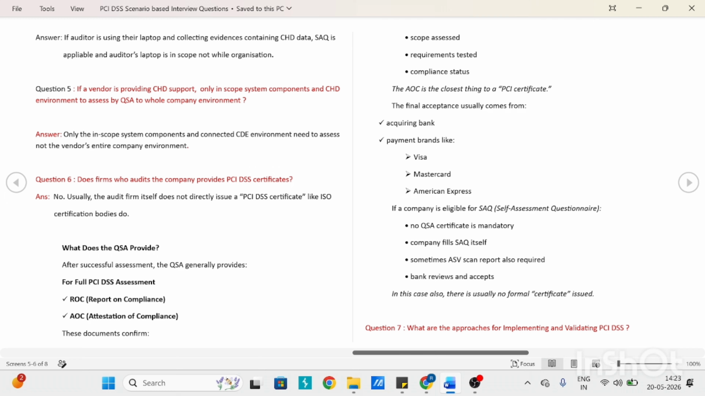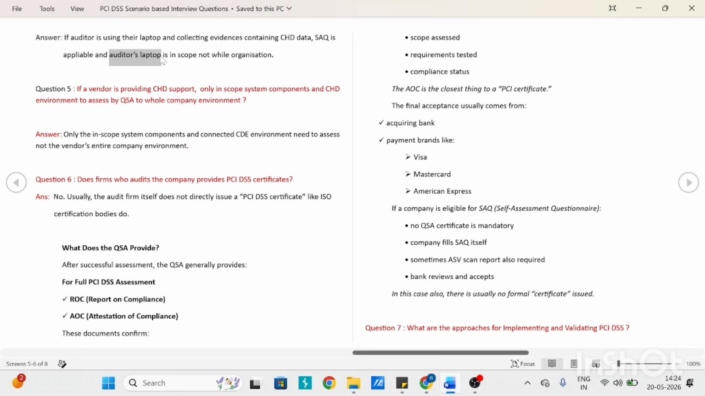Because the auditor's laptop is the end user device which is collecting the CHD data and SAQ data, the organization doesn't require to certify, but the organization has to ensure that the auditor's laptop is in scope and a few controls are required to be deployed over that laptop. What are the controls, guys?